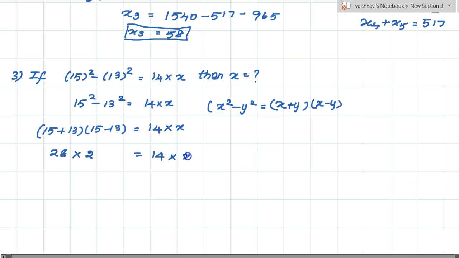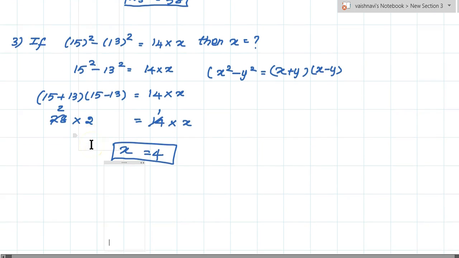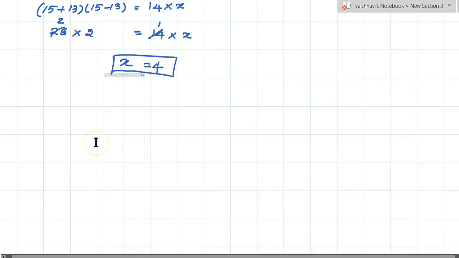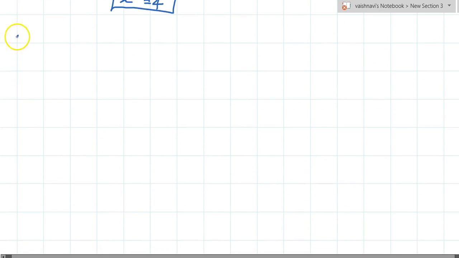So upon simplification, you'll get the value of x as 4. It's a very easy problem. We'll go for the next problem. Problem number 4. If the product of two successive positive integers is 6162, what is the smaller integer?